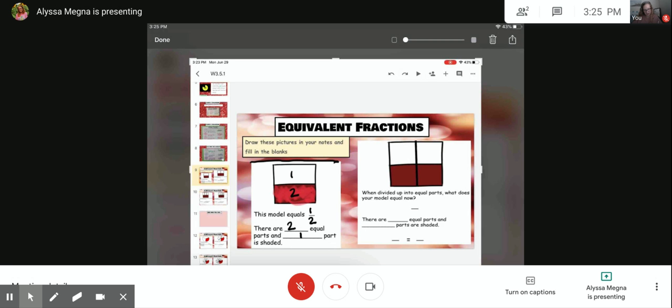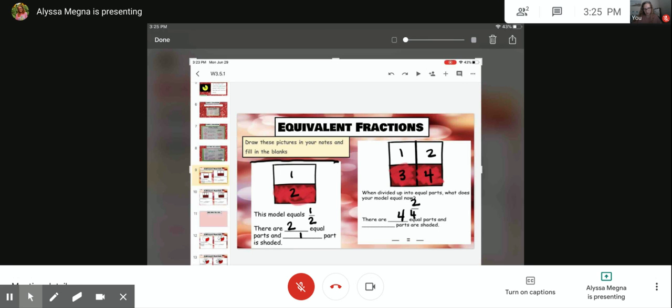So it says, when divided up into equal parts, what does your model equal now? So now we're looking at how many total pieces are there. 1, 2, 3, 4. So that's our denominator. There are 4 pieces, and there are 2 pieces that are shaded. So we have 2 out of 4. Below that says there are 4 equal parts and 2 parts are shaded.